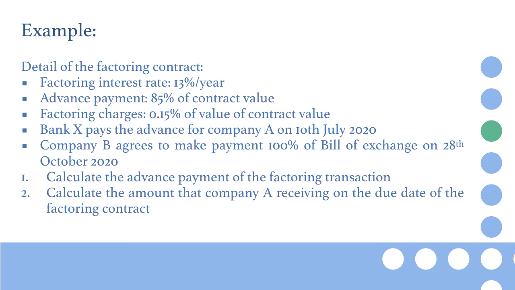Bank X pays the advance to Company A on the 10th of July, 2020. Company B agrees to make payment of 100% of the bill of exchange on the 28th of October, 2020. Calculate the advance payment of the factoring transaction. Calculate the amount that Company A receives on the due date of the factoring contract.